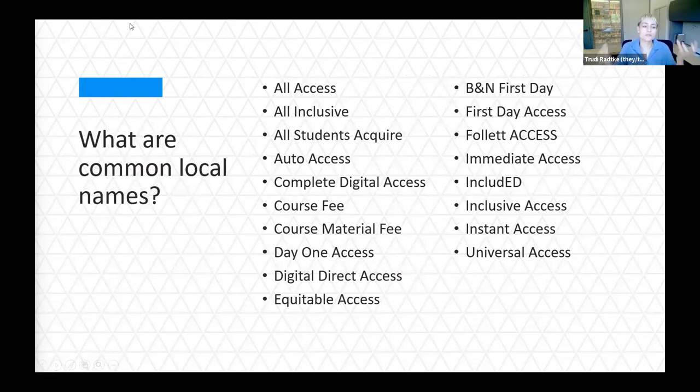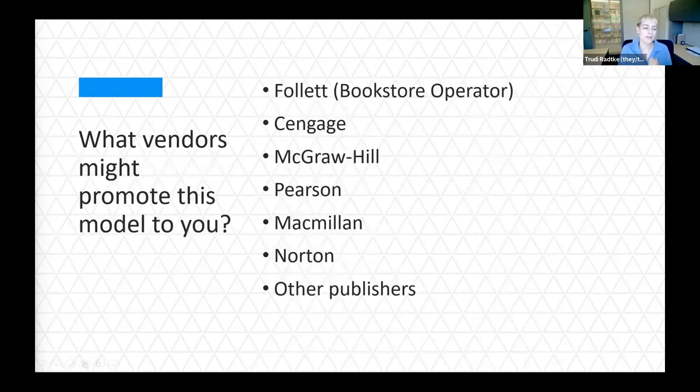What are some local names? Usually when an institution onboards inclusive access, they brand it. So inclusive access goes under the guise of all access, all inclusive, all students acquire, first day access, fall access, et cetera. And as you probably recognize from that previous slide, who has a name in the game in inclusive access? Pretty much any major textbook company. Bookstore operators have also gotten into it, as well as courseware publishers such as RedShelf and VitalSource.